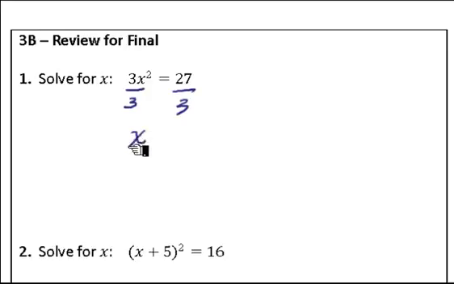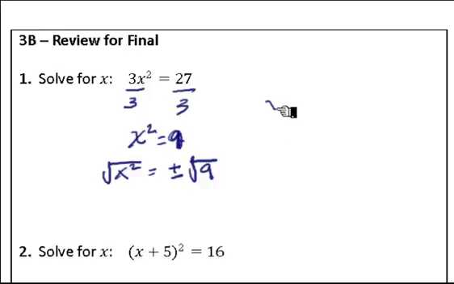And we have x squared is equal to 9. So we take the square root of both sides, and on the number side we do the plus minus square root. So we have two solutions, x is equal to plus or minus 3, or x equals 3, x equals minus 3.